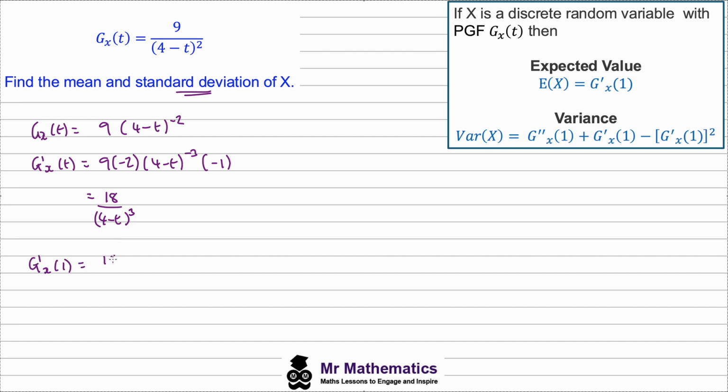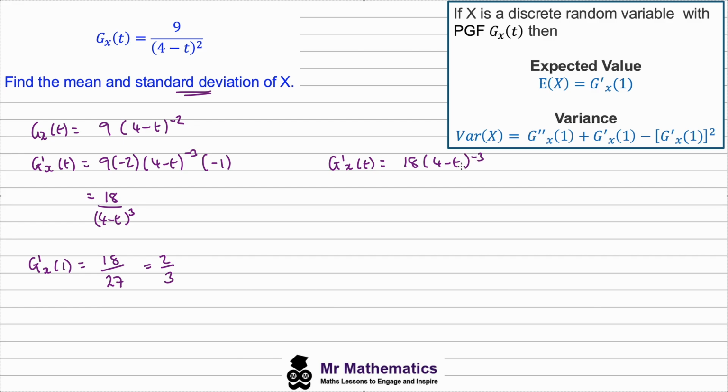Then if we let t equal 1, this will be 18 over 3 cubed, so 27. And this will give us 2/3. And this is our mean, 2/3. Then we need to differentiate this again. So if I write this with 4 minus t cubed on top, then we'll have 18 multiplied by 4 minus t to the negative 3.